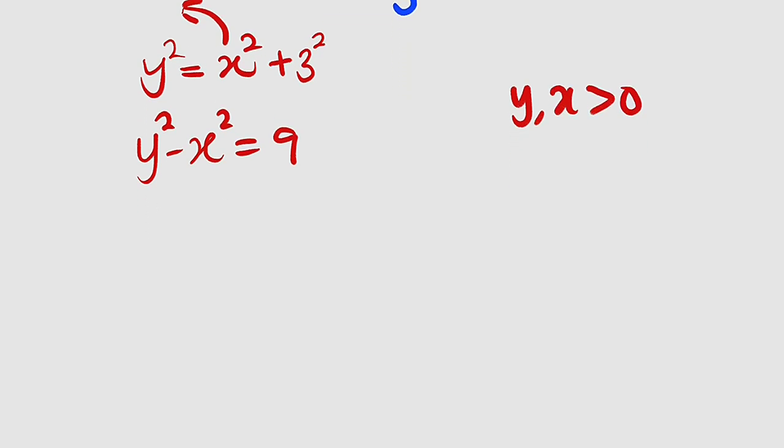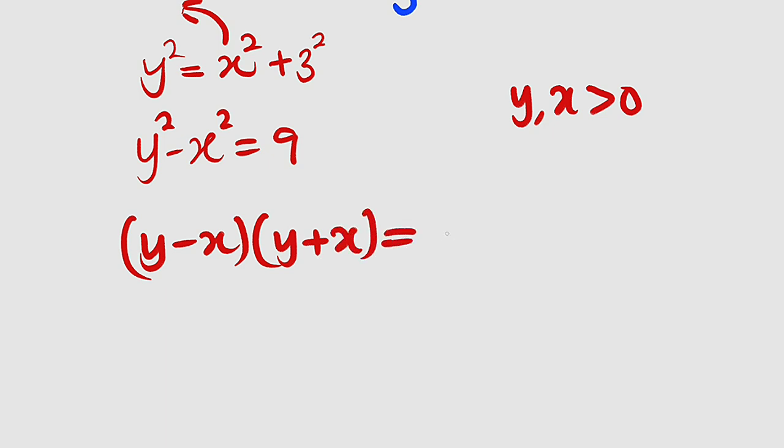The left hand side is nothing but the difference of two squares. We have y minus x multiplied by y plus x, and this is equal to 9. Alright, since both y and x are positive numbers, this factor must be greater than this factor. So what are the factors of 9?